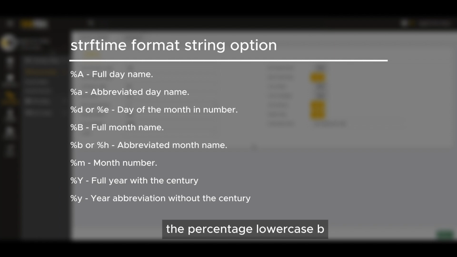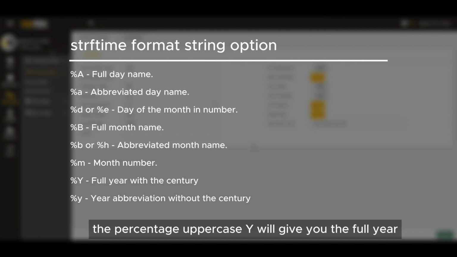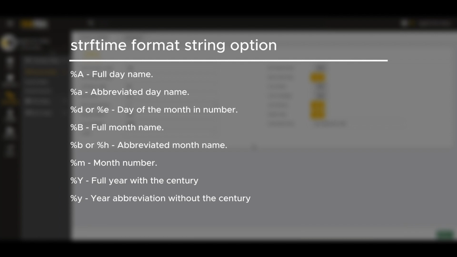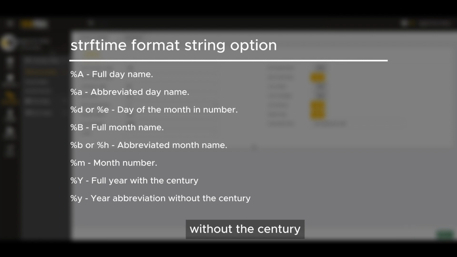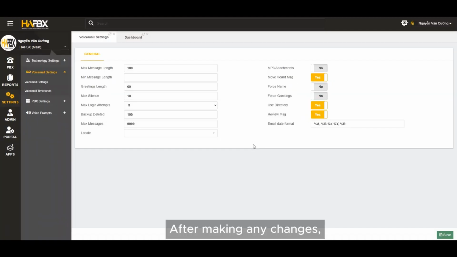Percent lowercase b or percent lowercase h will give you an abbreviated month name. Percent lowercase m will display the month number. Percent uppercase Y will give you the full year with the century. Percent lowercase y shows the year abbreviation without the century. After making any changes, don't forget to save and apply changes.